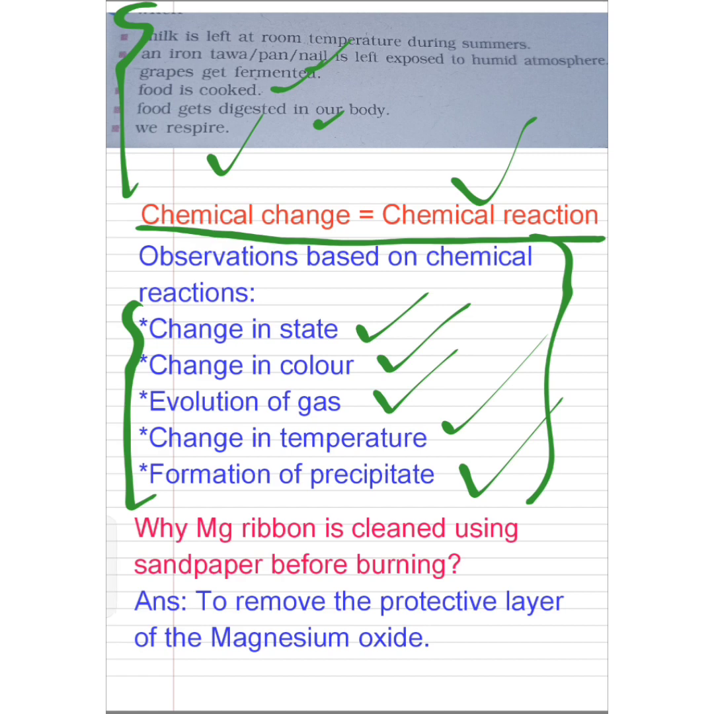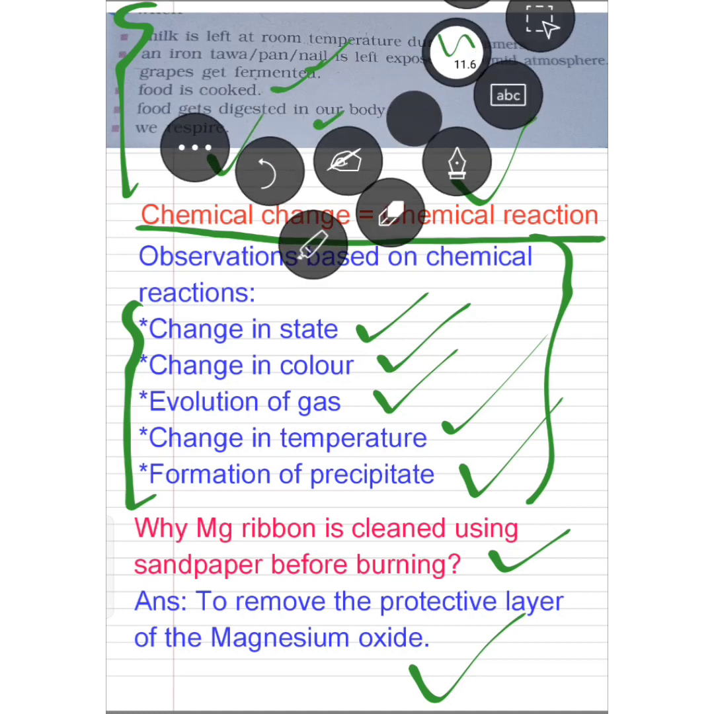See the question: why is magnesium ribbon cleaned using sandpaper before burning? Magnesium ribbon is always rubbed with sandpaper before burning. The answer is to remove the protective layer of magnesium oxide. So actually what happens, let me erase this all.